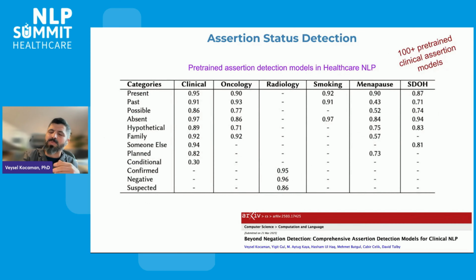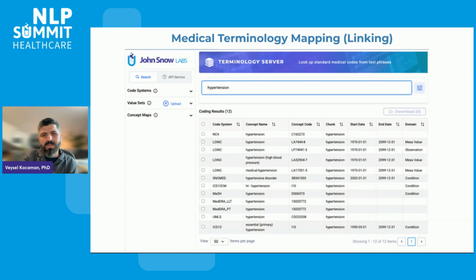And we don't just have those 6 assertion status labels. We have more than this actually, which means given each domain, we have different assertion status labels. Like when it comes to radiology, we have three labels like confirmed, negative, suspected. But when it comes to oncology, we have the popular ones like present, past, possible, etc. So you can go ahead and check these models in our model hub as well. We have more than 100 pre-trained clinical assertion models that you can test.